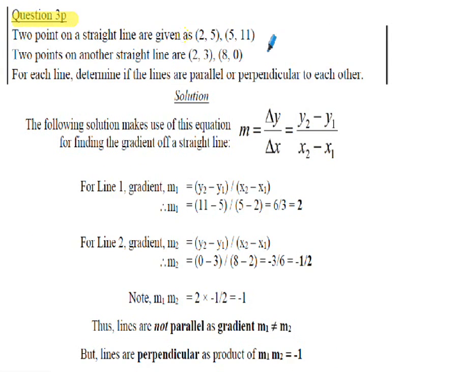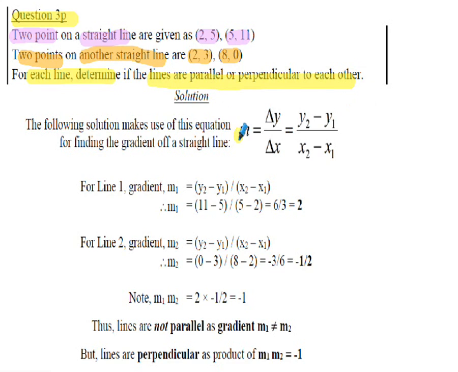Question 3p, again we're given 2 points on a straight line as (2, 5) for point 1, (5, 11) for point 2, and the 2 points on the second straight line, (2, 3) for point 1, (8, 0) for point 2. Again we're asked to determine if the lines are parallel or perpendicular to each other.